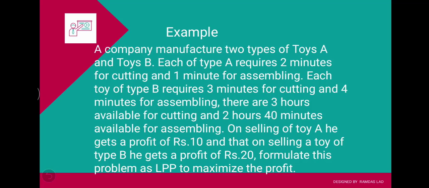A company manufactures two types of toys, toy A and toy B. Each toy of type A requires 2 minutes for cutting and 1 minute for assembling. Each toy of type B requires 3 minutes for cutting and 4 minutes for assembly. There are 3 hours available for cutting and 2 hours 40 minutes available for assembly. On selling a toy of type A, he gets a profit of rupees 10, and on selling a toy of type B, he gets a profit of rupees 20. Formulate this problem as an LPP to maximize the profit.